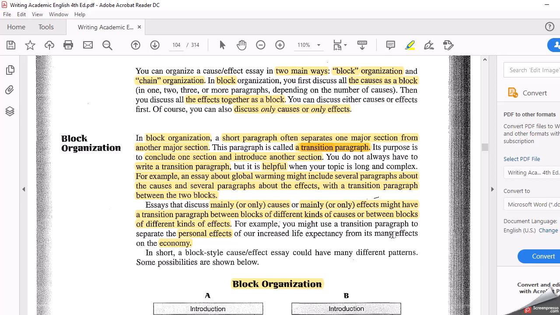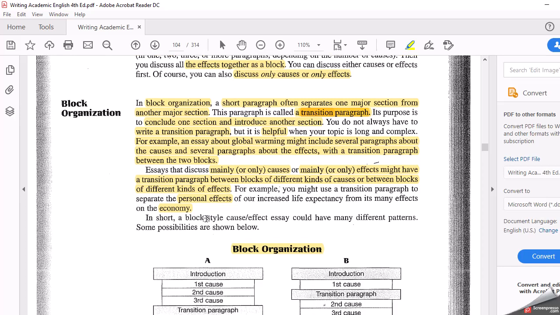You might use a transition paragraph to separate between personal effects of our increased life expectancy from its many effects on the economy. So, if we have two types of effects, for example, personal effects and economic effects, for example, the effects which affect your life.